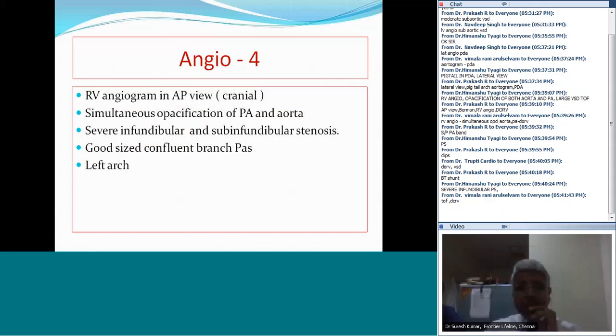Why are we not saying DORV? An RV injection will show aorta and PA in a tetralogy, and that's not enough to diagnose DORV. In this patient, if you were to do an LV angio in LAO view and find that there is no vessel coming out of the LV, and the aorta is getting opacified only through the VSD, then you can diagnose DORV in this patient. At this point, we should be happy with a diagnosis of tetralogy. Any question?